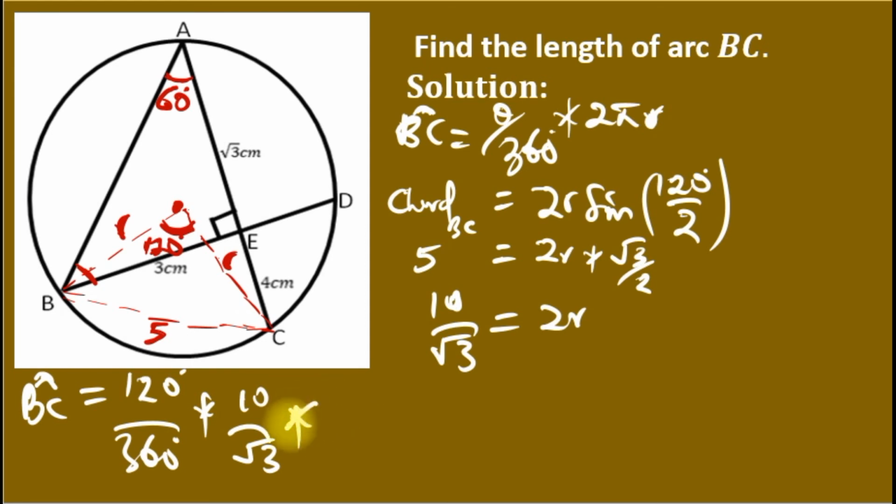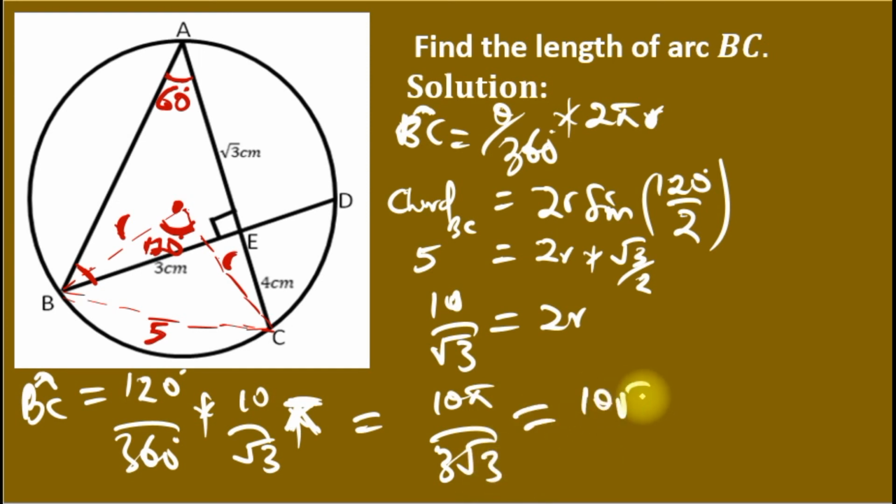Okay, let's write it in terms of pi. Do you see pi? 2r is 10 over root 3. So we have this is 3. So our answer is 10 pi over 3 root 3. That's our answer. Or maybe you want to rationalize, multiplying by the conjugate, that's root 3. So we have 10 root 3 pi over 9. So either this or this, that's the answer.